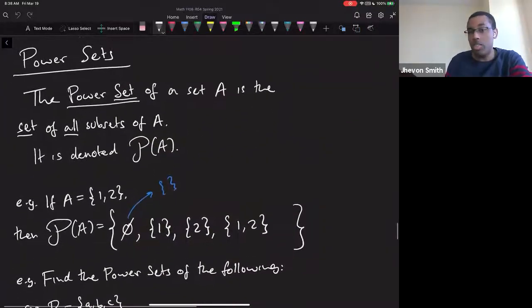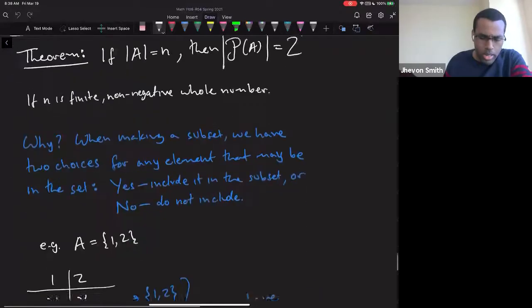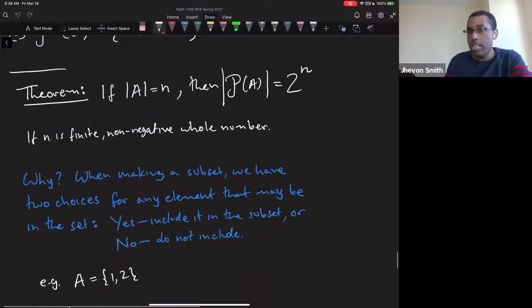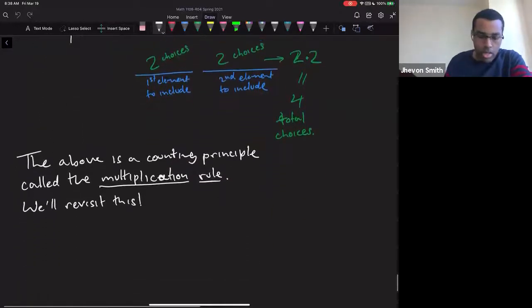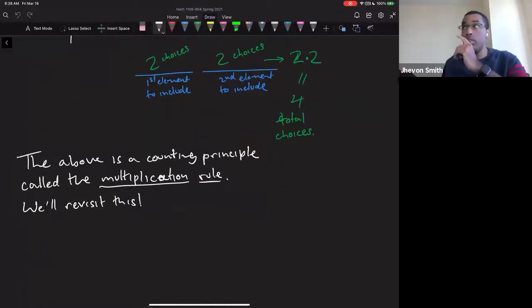We spoke about power sets, which is just a set of all subsets, very important thing in several contexts. And we know that the size of the power set is 2 to the n, which we looked at the argument for. It was really something called the multiplication rule, which we'll be getting into next week. Not sure if we'll get to that on Tuesday.